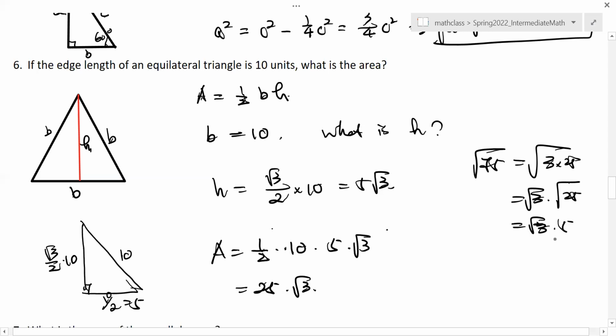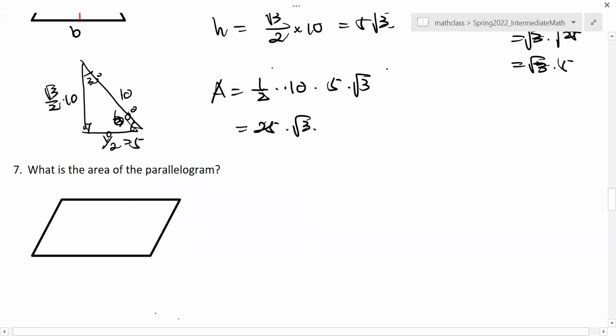Okay, you should apply the formula directly. Don't use the Pythagorean theorem, just use the special angle formula for the special triangle. Then you can quickly get the height, and then you solve the problem. Okay, great.